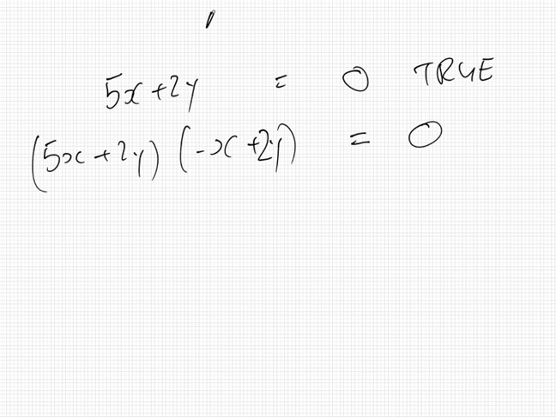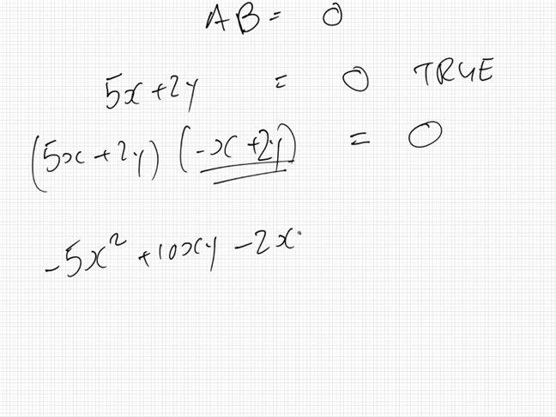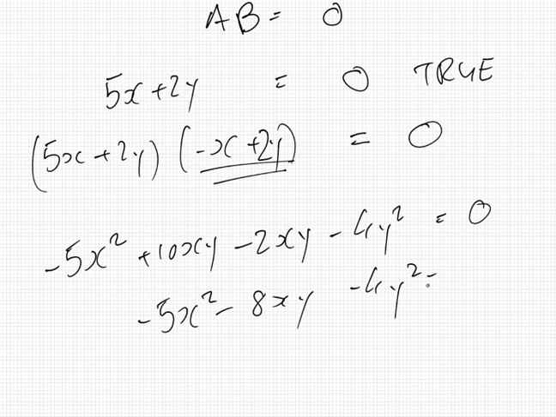If I take a number that's equal to 0, and I multiply it by another number, is it still equal to 0? Yeah, because no matter what, you will always get 0 here. So what was suggested was we multiply both sides by this number. Now, if I multiply here, I get minus 5x squared plus 10xy minus 2xy minus 4y squared. That's equal to 0. So here I get minus 5x squared plus 8xy minus 4y squared, that's equal to 0.